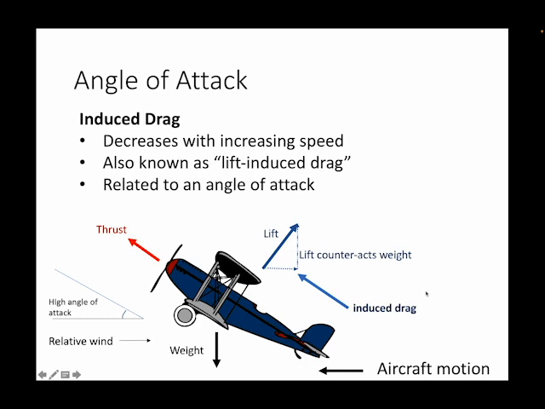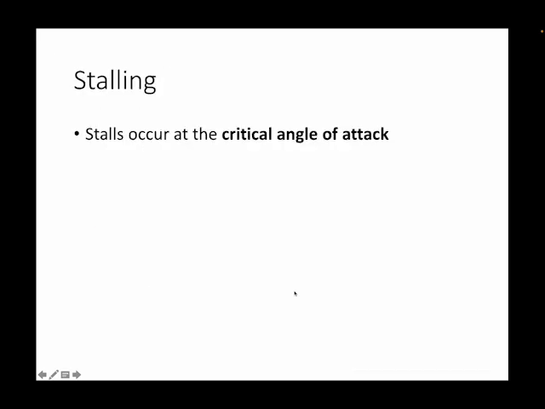Okay, so we sort of understand this diagram now, hopefully, and rewind the video if you need to go back and look at that again. But we've got all these forces acting, and we have this angle of attack now, which is, again, basically the angle between the wings and the relative wind. And the reason this becomes important is with something called stalling. And stalling is going to occur at a particular angle of attack called the critical angle of attack.